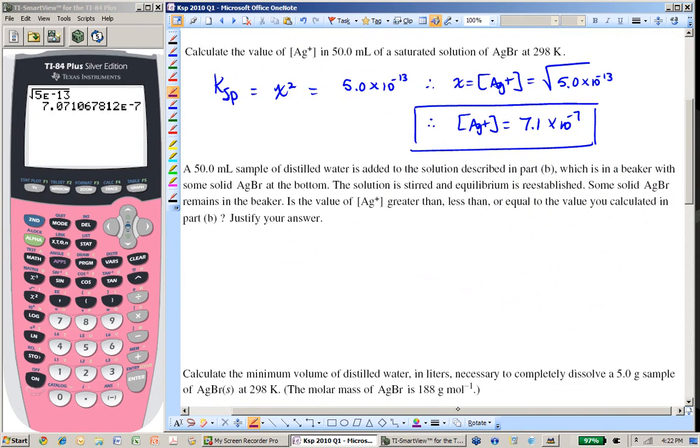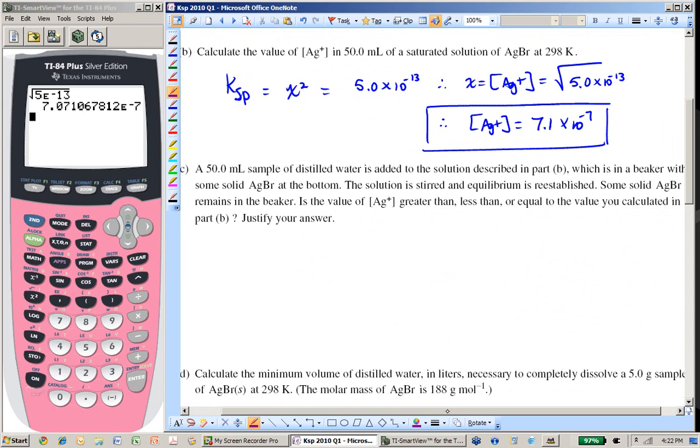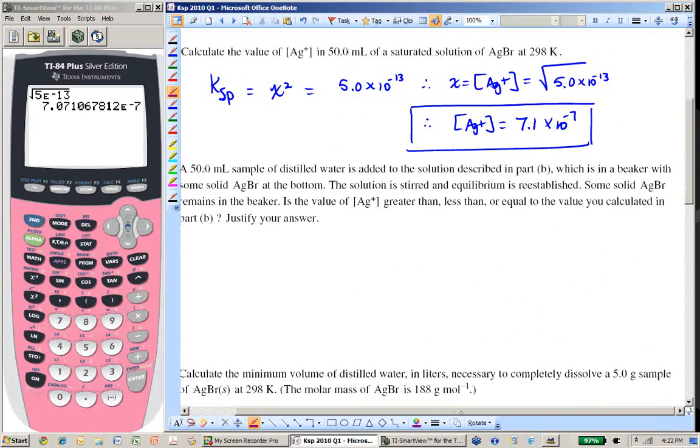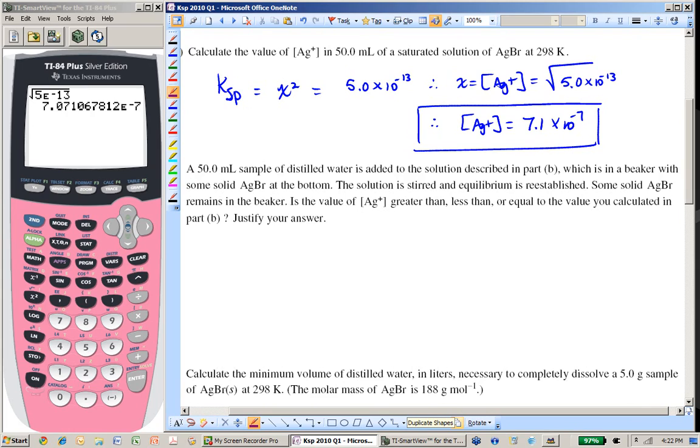A 50 milliliter sample of distilled water is added to the solution described in Part B, which is in a beaker with some solid AgBr at the bottom. The solution is stirred and equilibrium is reestablished. Some solid AgBr remains in the beaker. Could it be important that there's solid AgBr? Could it be important that it's saturated? Because as long as it's saturated, then we're still in equilibrium, and we still have the same concentration.